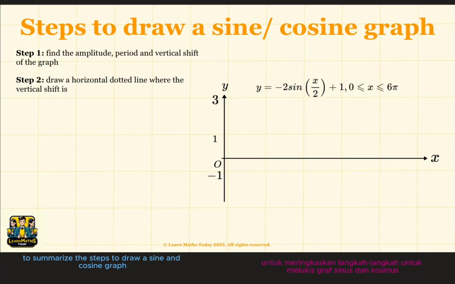Summarize the steps to draw a sine and cosine graph. First, we need to find the amplitude, period, and the vertical shift of the graph by looking at the equation.